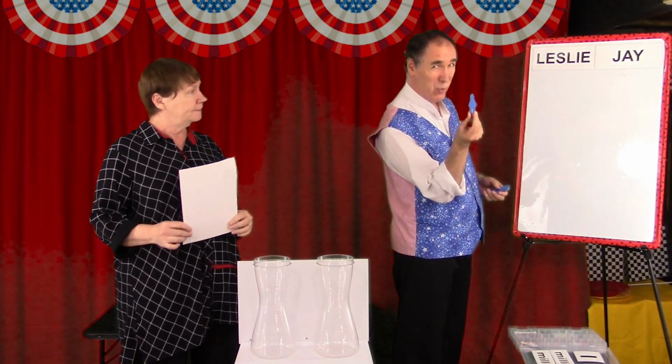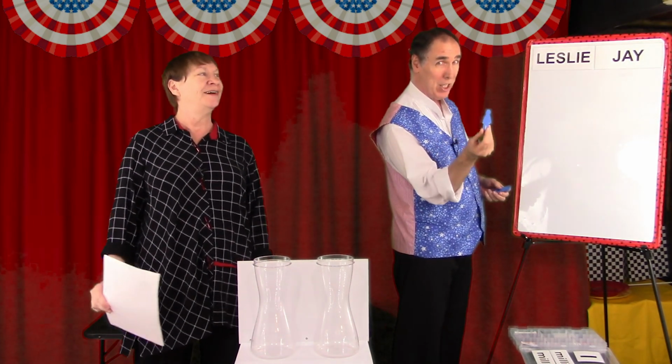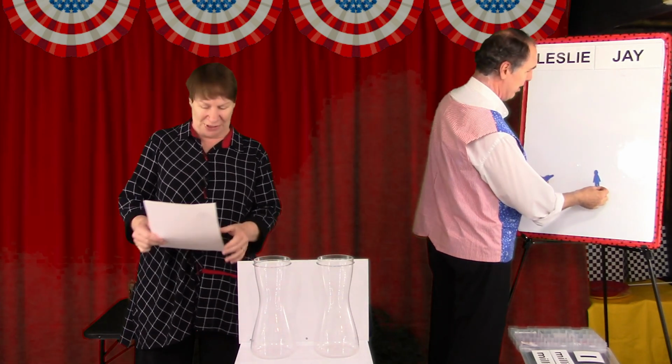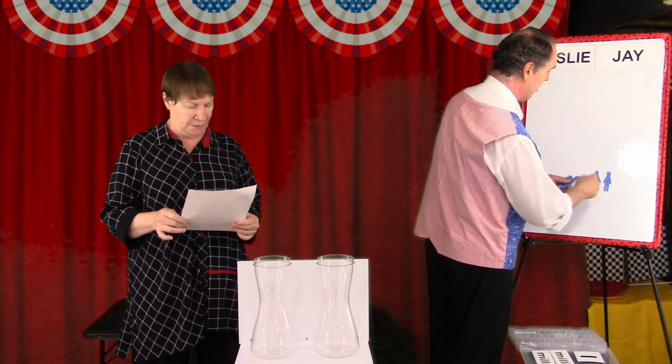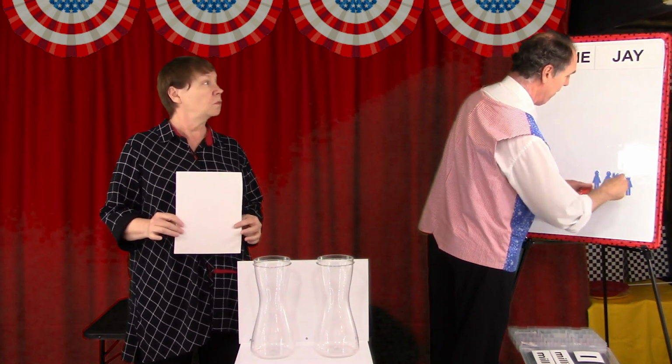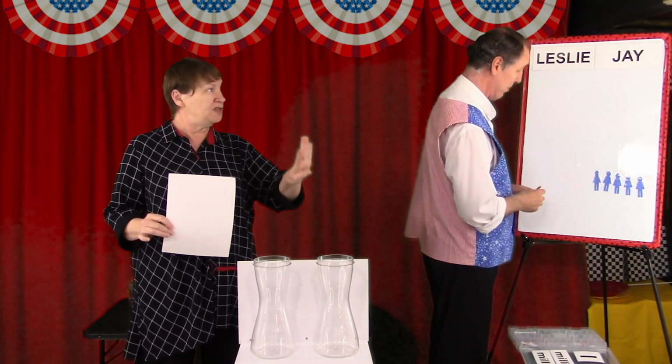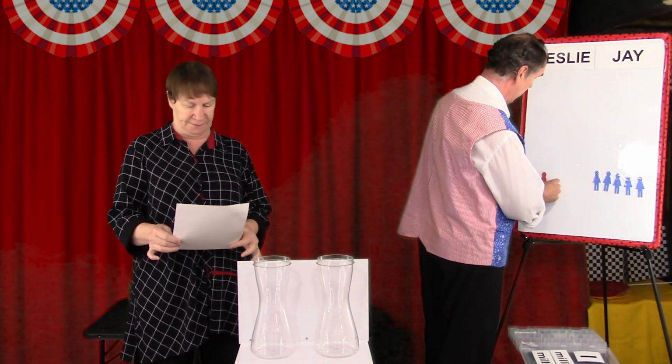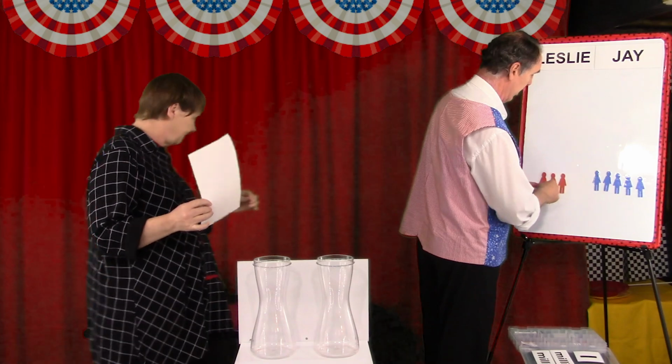So 5 million people voted for you. This time, each one of these will represent 1 million voters. That is a million voters. Okay, so we got 5 of them: 1, 2, 3, 4, 5. And for you, 4 million Texans voted for me. For you, 1, 2, 3, 4.